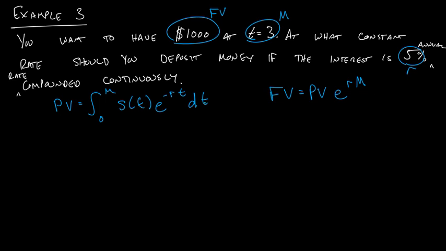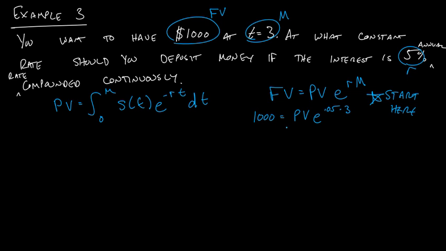And now if you notice, if you fill in here, you wouldn't have much. We don't know the present value, we don't know S of t, that's what we're trying to find. All we know is R and M. And so we're at a bit of a loss if we start here. But if we start with this formula, we will be able to actually solve for something useful. So we know that 1,000 is equal to my present value times e to the 0.05 times 3.